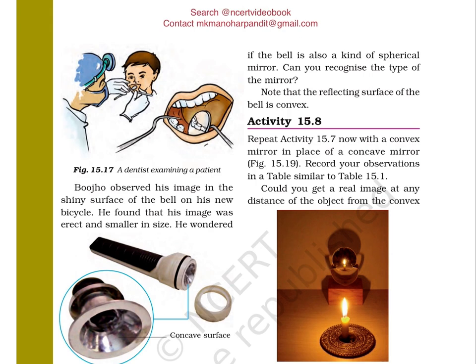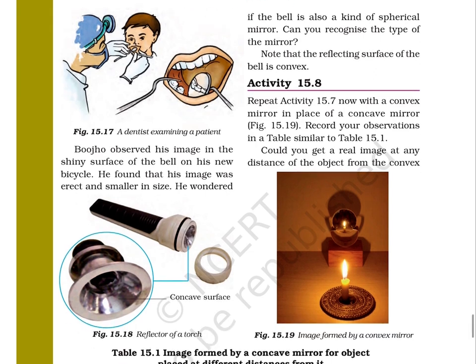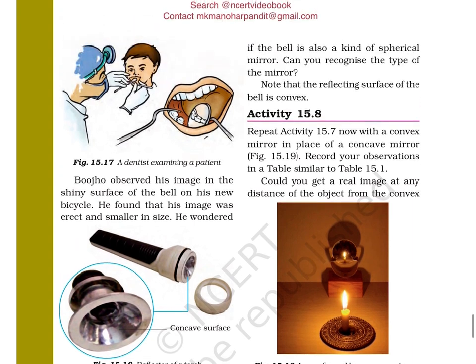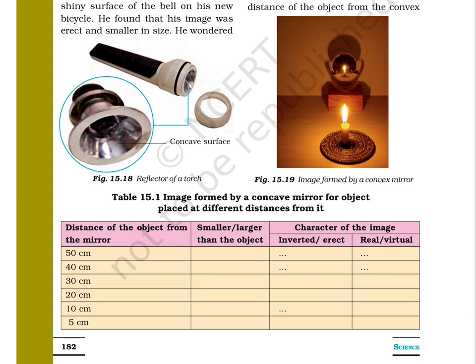Bojo observed his image in the shiny surface of the bell on his new bicycle. He found that his image was erect and smaller in size. He wondered if the bell is also a kind of spherical mirror. Can you recognize the type of the mirror? Note that the reflecting surface of the bell is convex. Figure 15.18. Reflector of a torch. Here, we can observe the concave surface of the reflector of a torch.